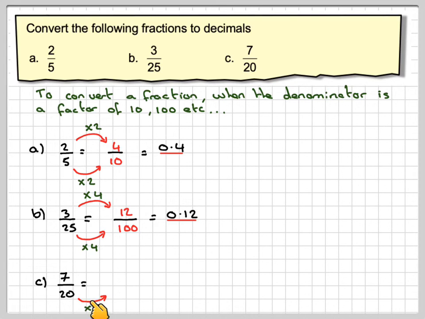And C was 7 out of 20, multiplying by 5. 5 times 20 will make that out of 100. So we'll do the same to the numerator. So 7 times 5, we get 35. Then 35 divided by 100, 1, 2. That becomes 0.35.